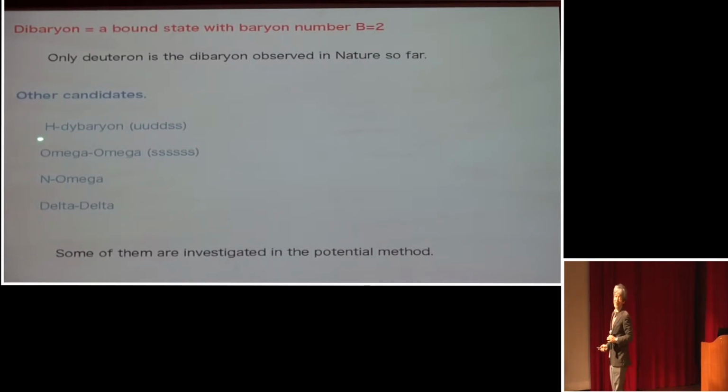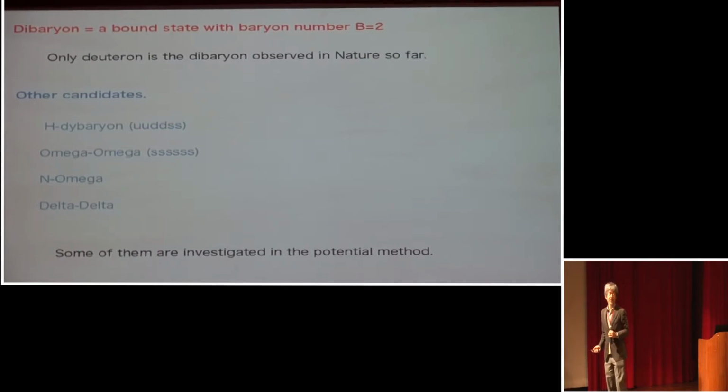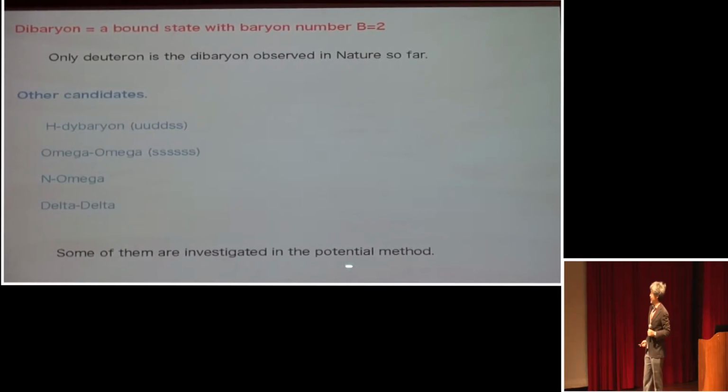One is the famous H di-baryon, which is a UUDDSS bound state. And also omega omega, which has 6 strange quarks. And N omega, or maybe some people call delta delta, which is the ABC effect. Some of them are investigated in our potential approach, and I will show some recent results.